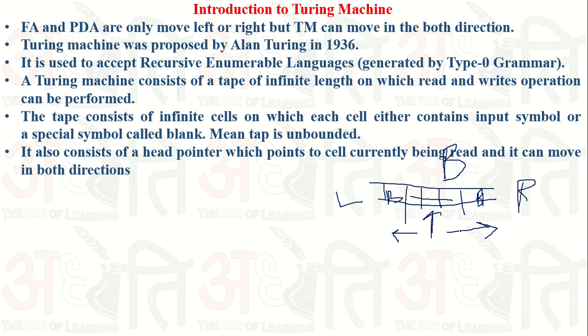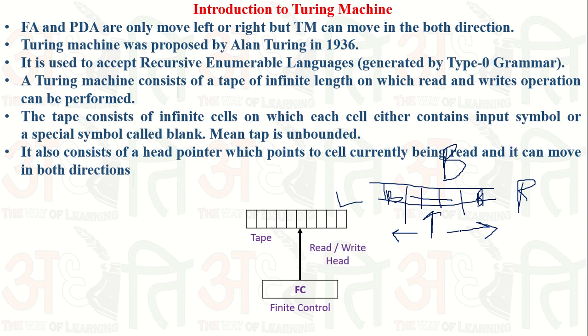Now here is a graphical representation of the same. It is a tape which is unbounded, it doesn't have any boundary, and in between it contains the input string which we are going to test. At both ends, the left end and the right end, it contains the blank symbol B, which represents that the tape beyond this symbol will be empty.